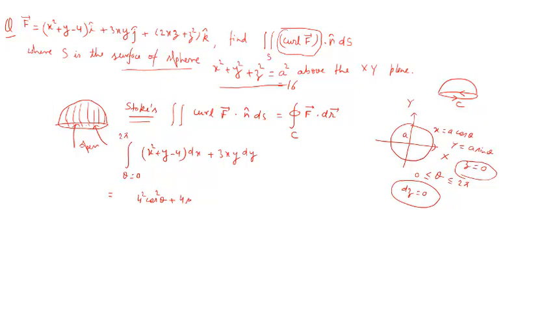4 sine theta minus 4, and dx will be minus 4 sine theta d theta, plus 3xy. So it will be 3 into 4 square, means 16, into cos theta sine theta, and dy will be 4 cos theta d theta. And now we have to integrate from 0 to 2 pi with respect to theta.